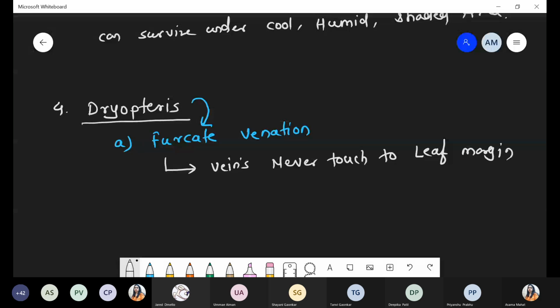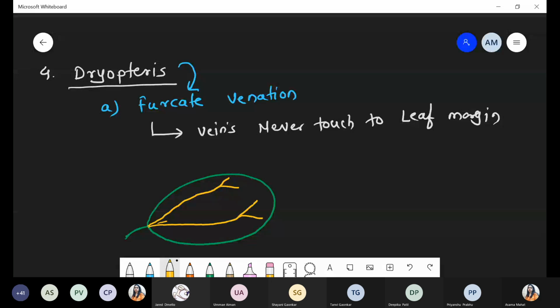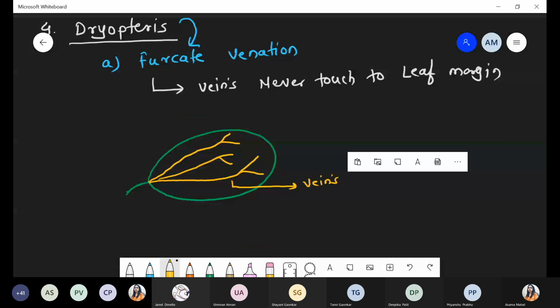So quickly we draw the structure also. Suppose this is the leaf, and inside the leaf there is a presence of veins. From one point where it originates, they show branching like this. But if you see, all these are veins, and the veins never touch the leaf margin. Such a characteristic feature is present only and only in Dryopteris. Baki kahi pe bhi present nahi hota. Clear this point? Yeah. This point is clear. What is the meaning of furcate venation?